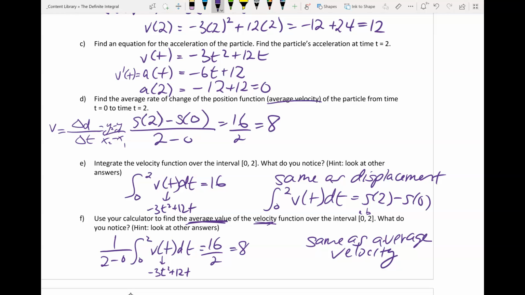And then you can plug this into the calculator again, or we also just solved for that in E. So we know that our integral is 16, and then we're going to divide it by 2 because of the fraction in front of the integral, which is 8. And if we take a look at this, this is the same as our average velocity that we found in D.